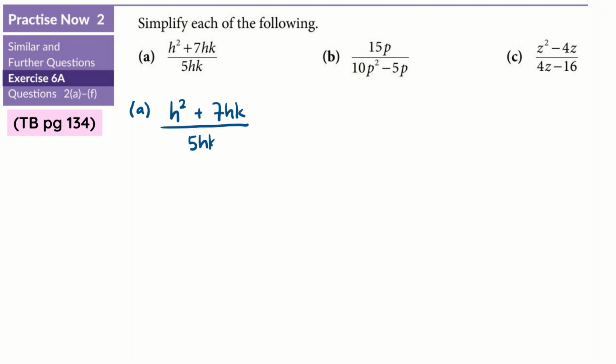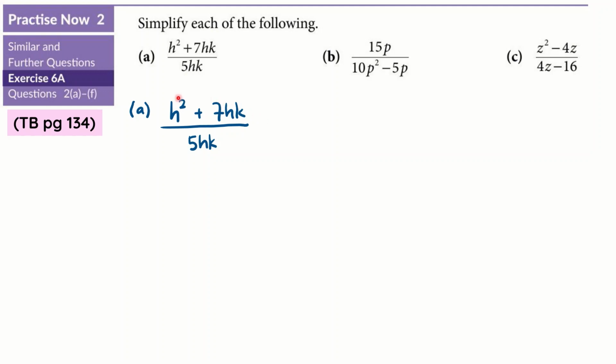In order for us to simplify, we notice that in the numerator, we have the terms h squared plus 7hk. And then in the denominator, we have the term 5hk. We cannot individually decide what are the common factors, in the sense that we cannot look at just h squared with 5hk and then separately from this 7hk. We need to see the things in the numerator as a collective.